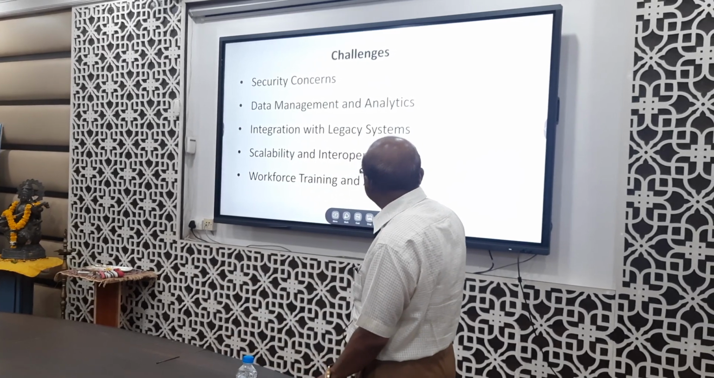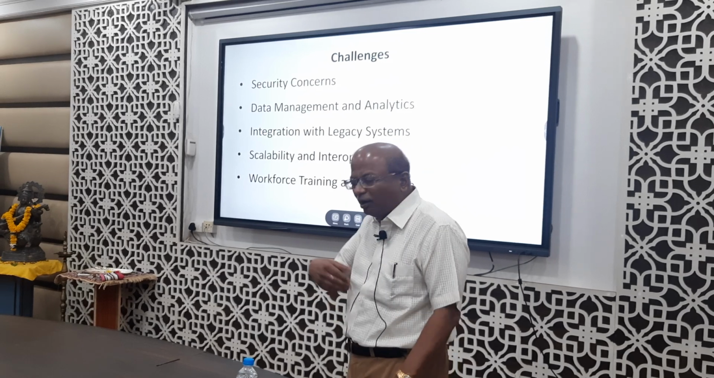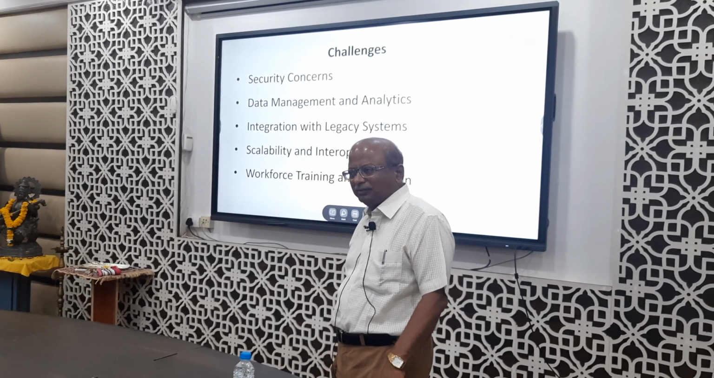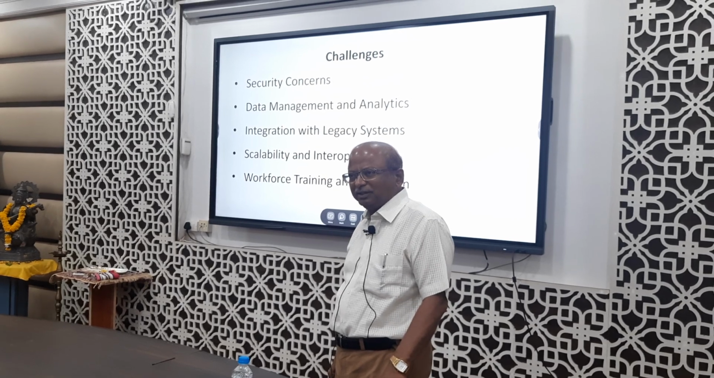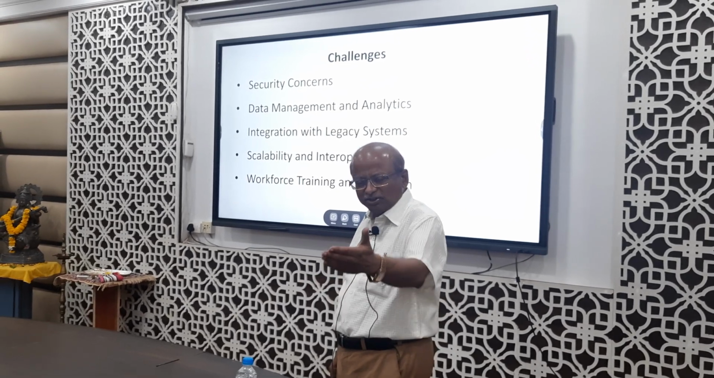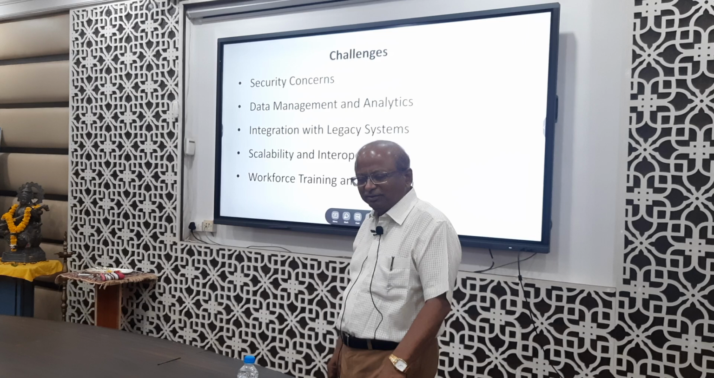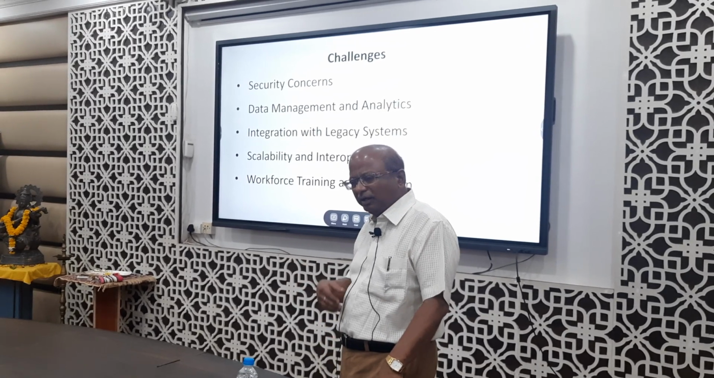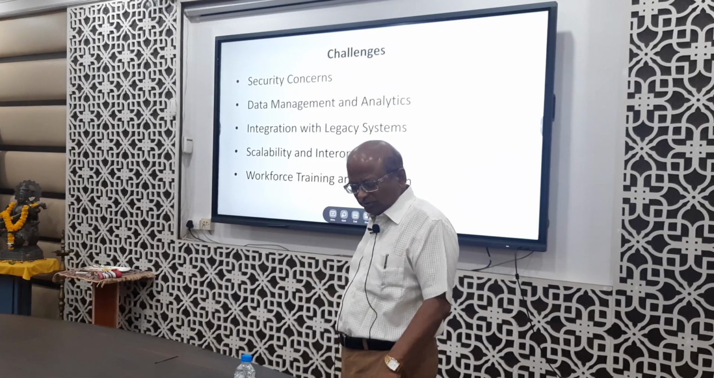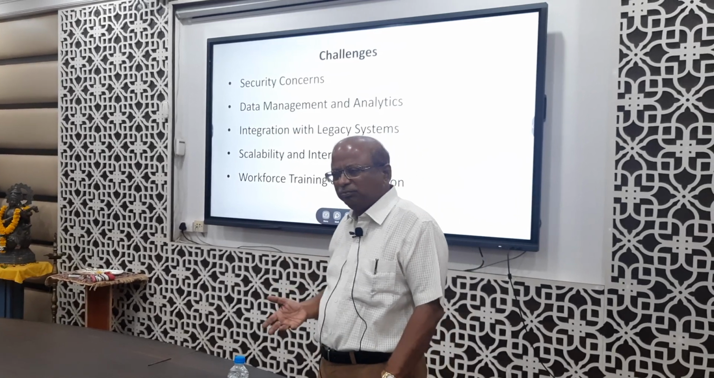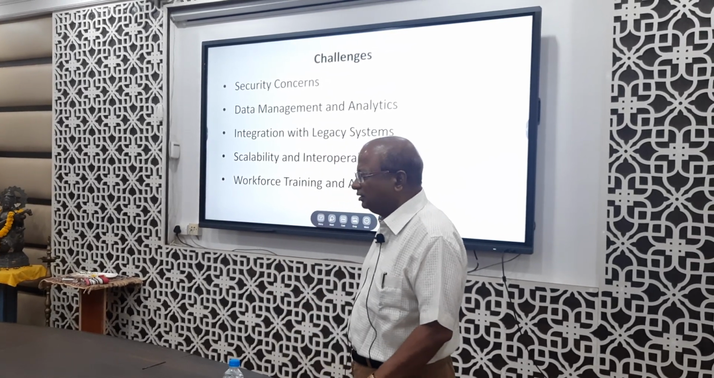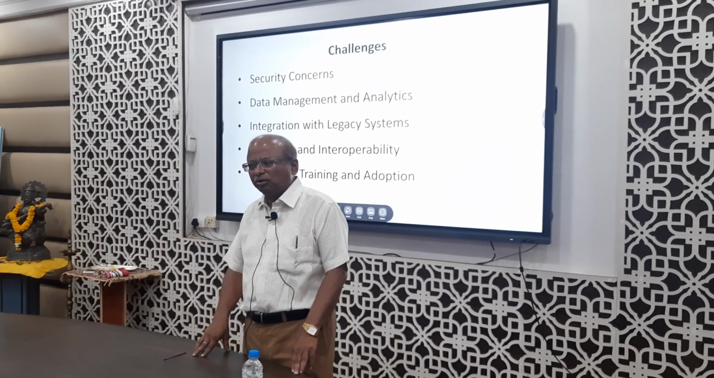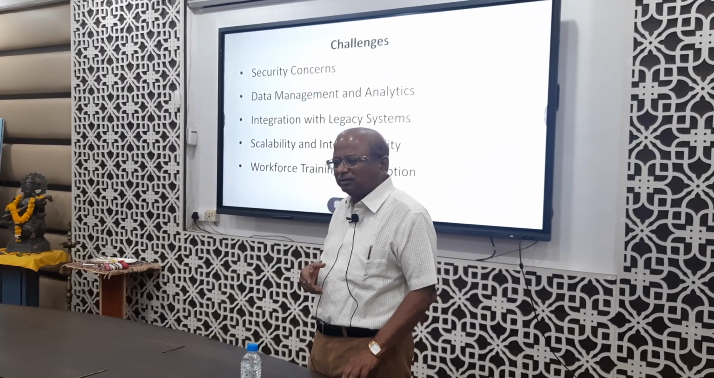Workforce training and adoption, etc. That means how to adapt to new technology, that is also a thing. And that is why perhaps AICTE has started this training program, HPC also, to make people more adaptable to the new technologies. Such training programs should be conducted in order to bring about more and more awareness among people. That is also equally important.